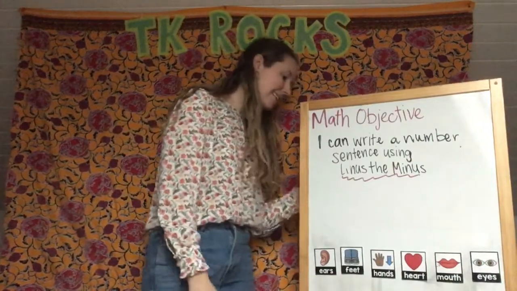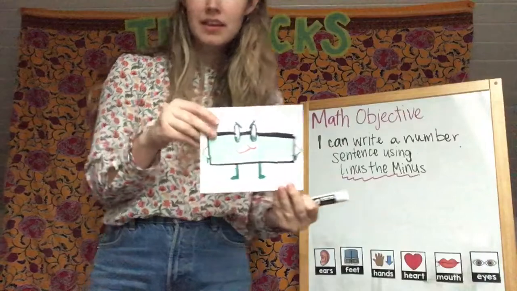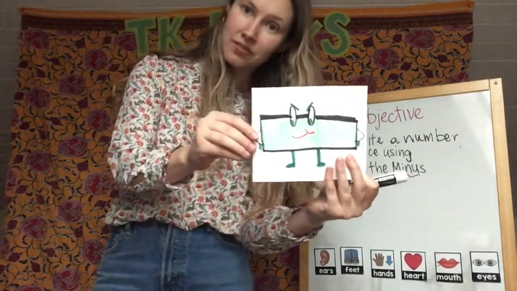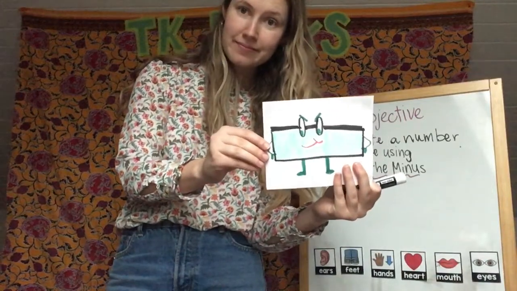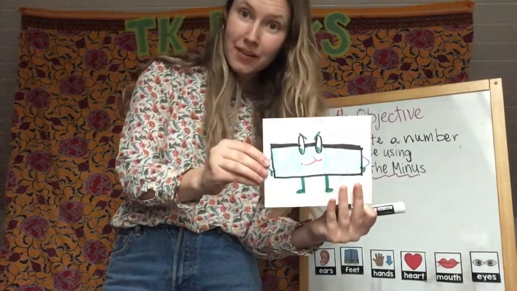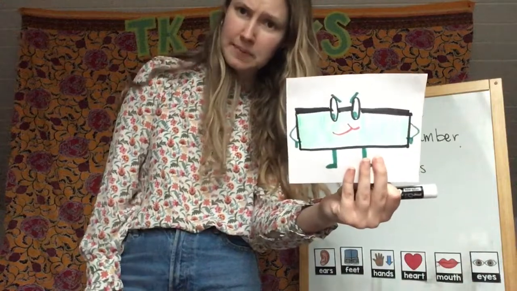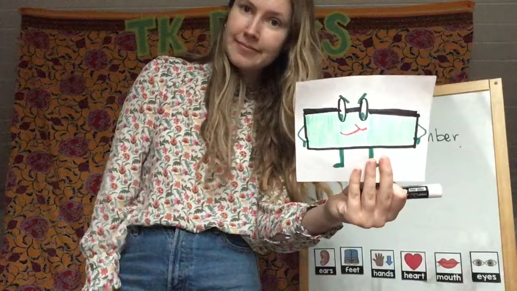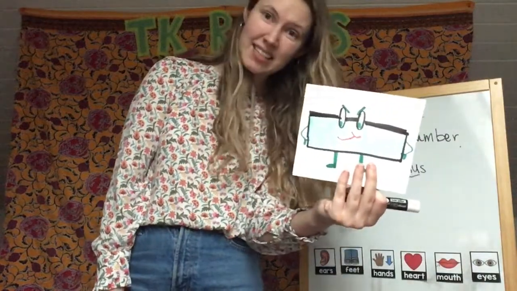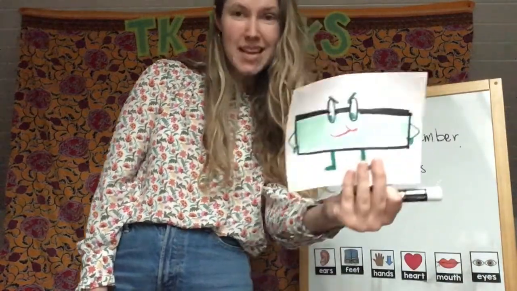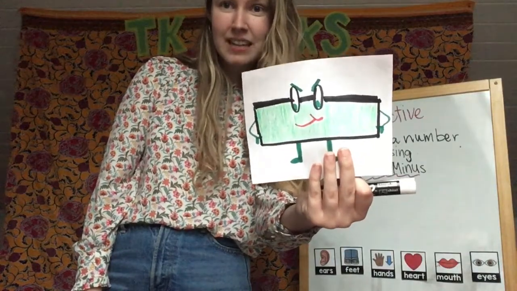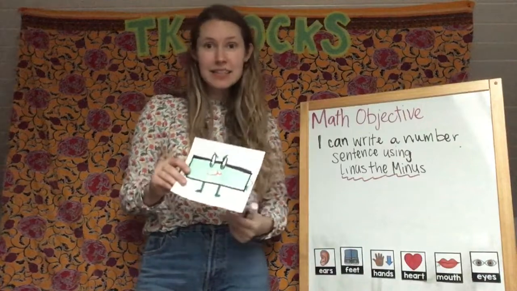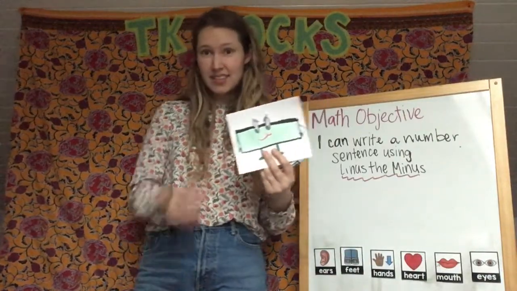So this is Linus the Minus. Now what do we notice about Linus? Does he look the same or different than Gus? He looks a little bit different, right? What do you kind of notice about him? What does he look like? Does he look happy? Does he look sad? Does he look nice? Does he kind of look mean? He's got some kind of angry eyebrows, right? Linus is not quite as nice as Gus.